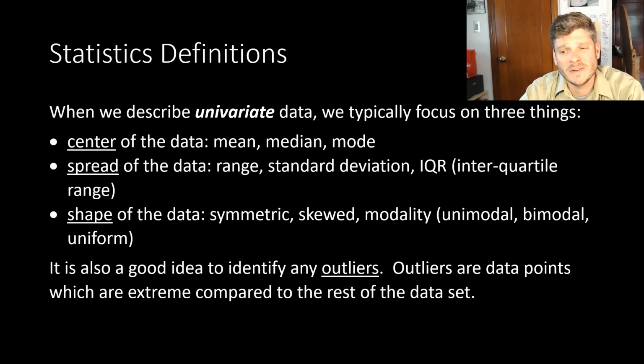Also important with univariate data is making sure that we identify any possible outliers. Outliers are our data points which are extreme compared to the rest of the data set. And again, we can actually define these mathematically too. If we go back to that interquartile range, between Q1 and Q3, if we go 1.5 IQRs, or interquartile ranges, in either direction from Q1 or Q3, and we're outside that range, that number would be an outlier.